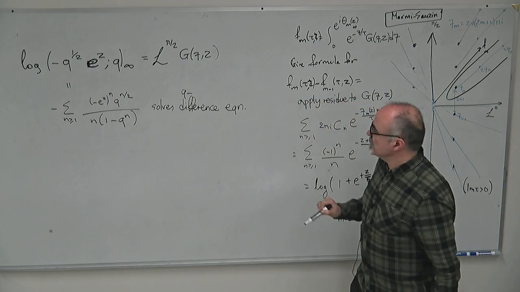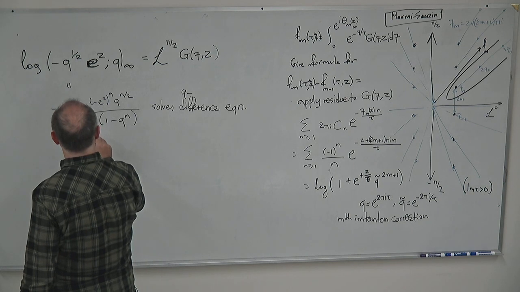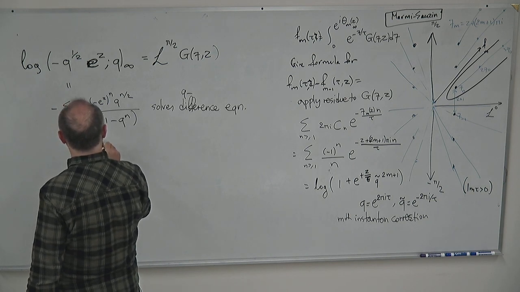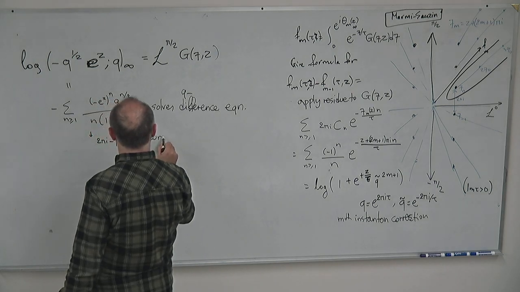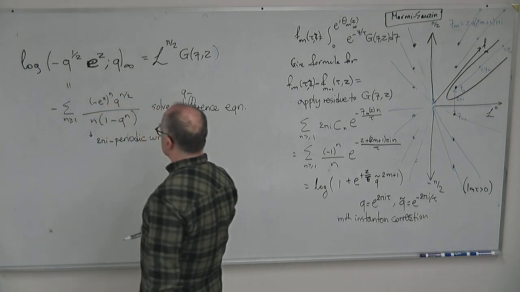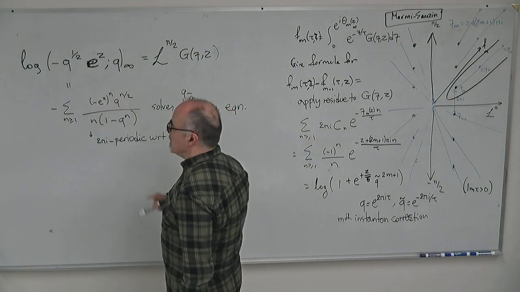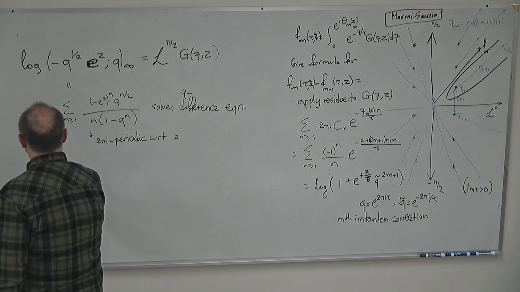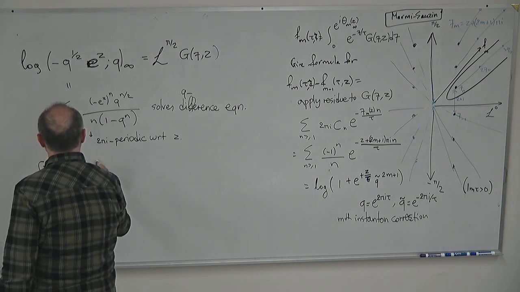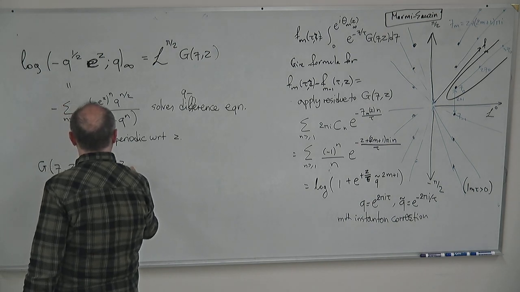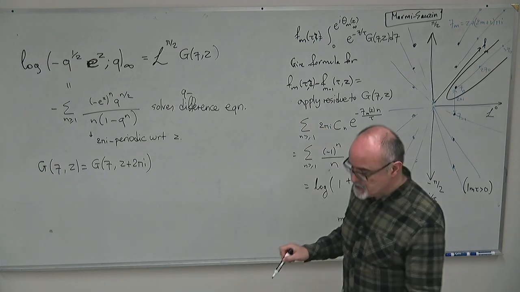But in fact, this solution to the q difference equation is even nicer. This solution is 2 pi I periodic with respect to z, right? Because manifestly there is the e to the z. And if you actually looked at the formula for the Borel transform that I gave you, the formula is manifestly 2 pi I periodic. And now comes the challenge.